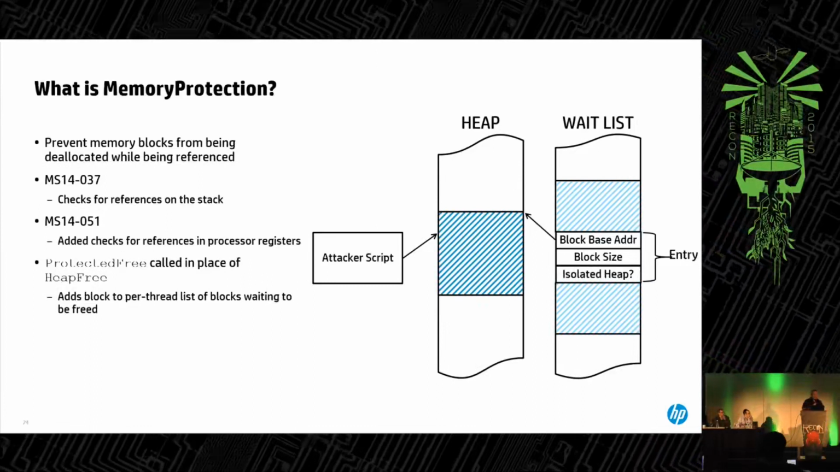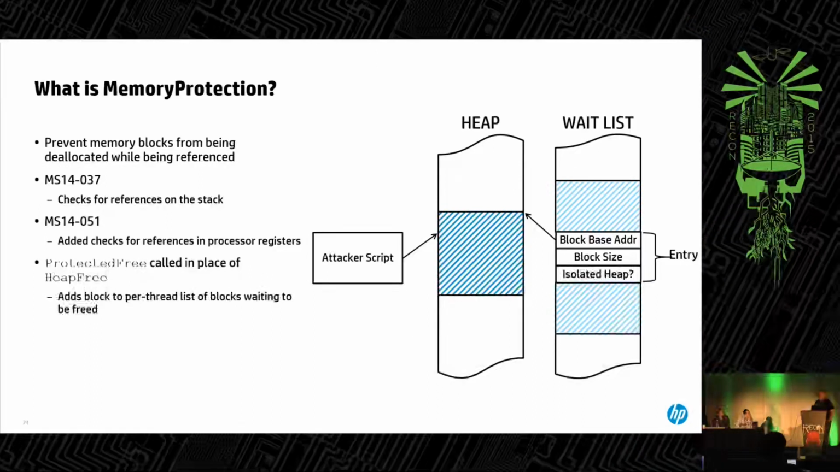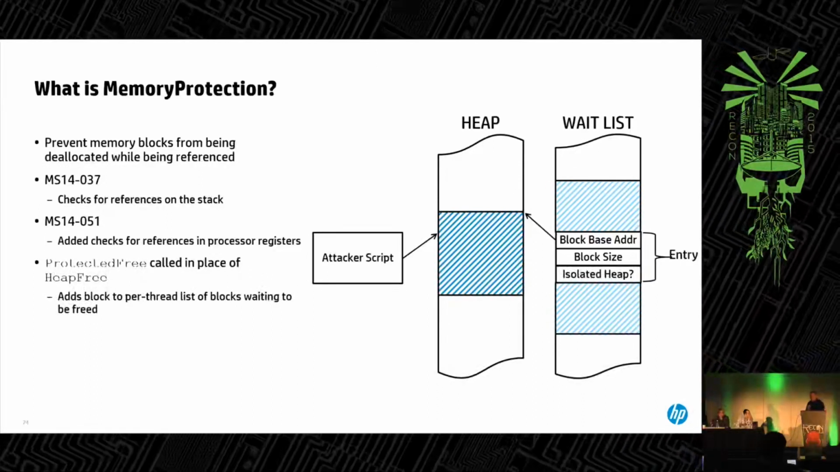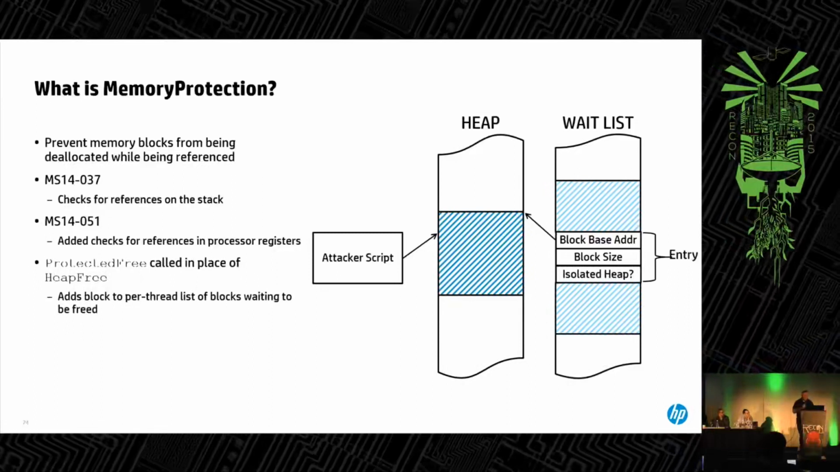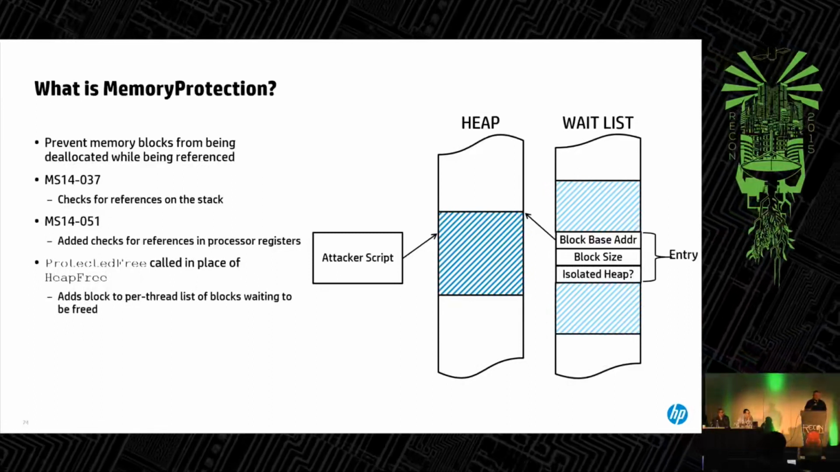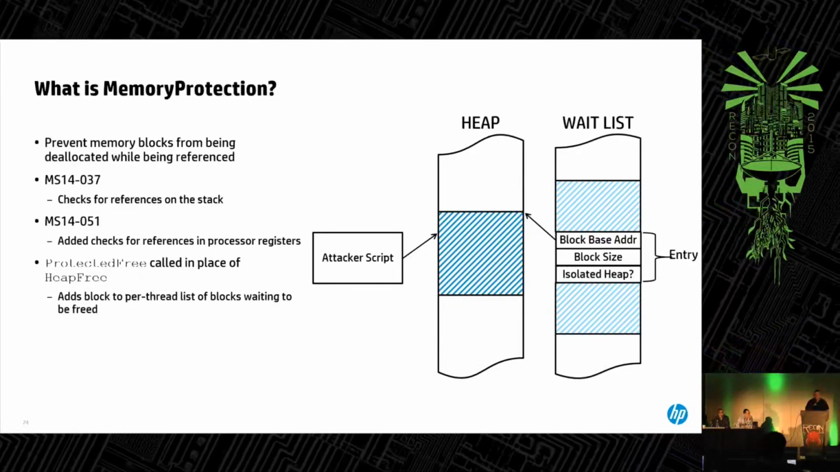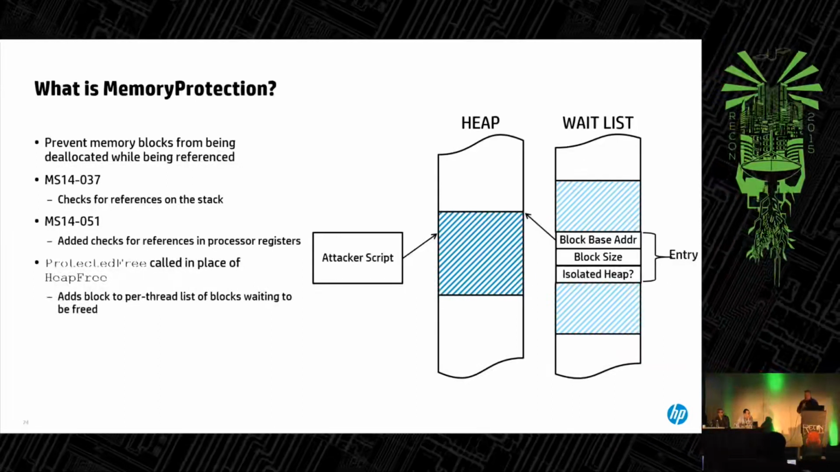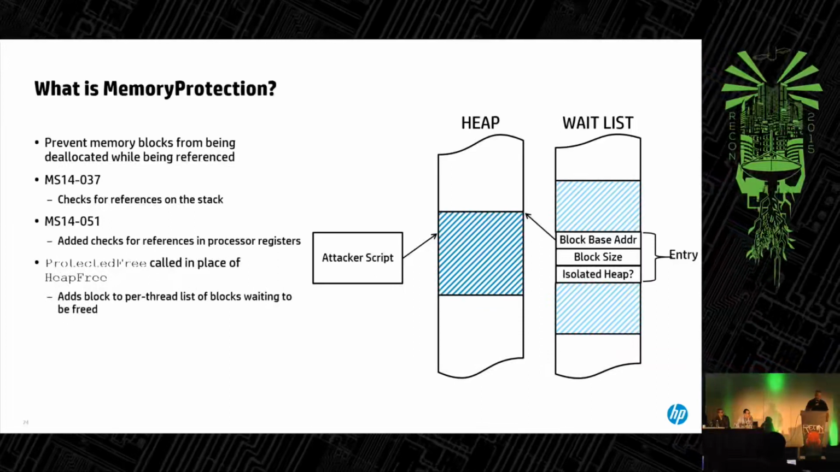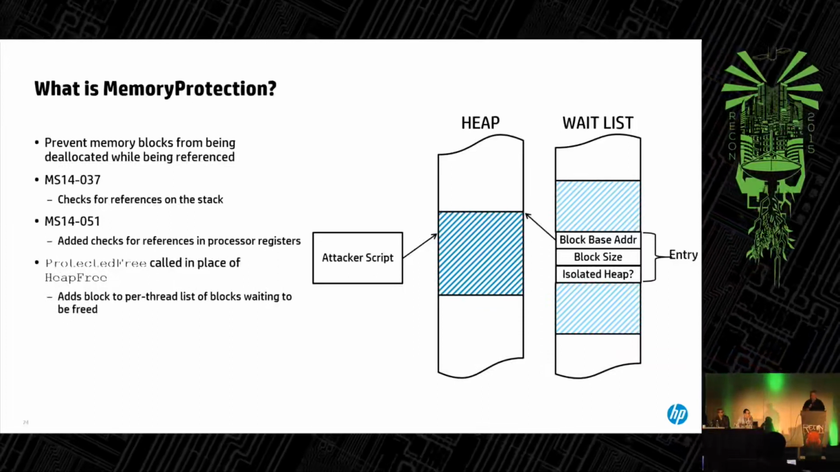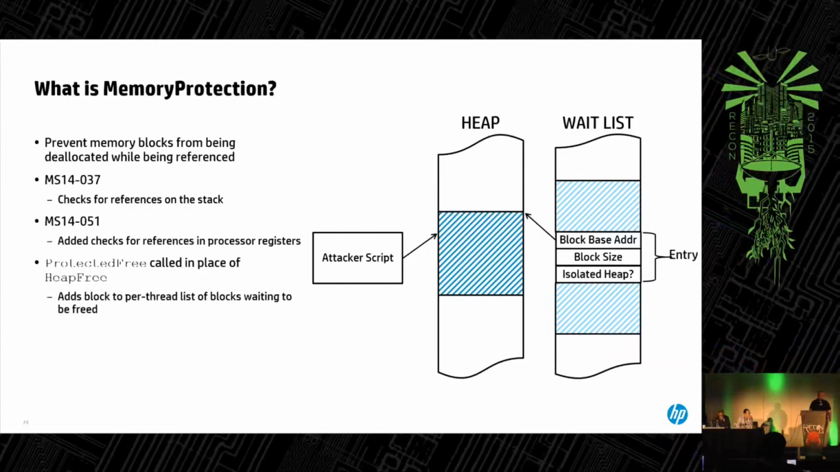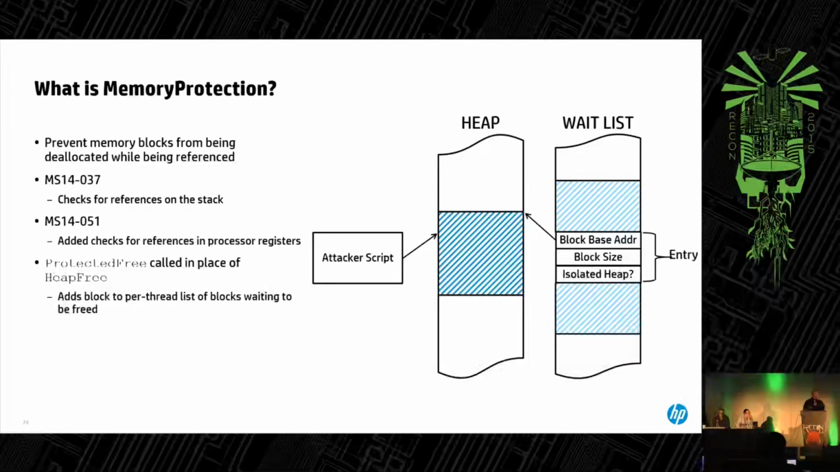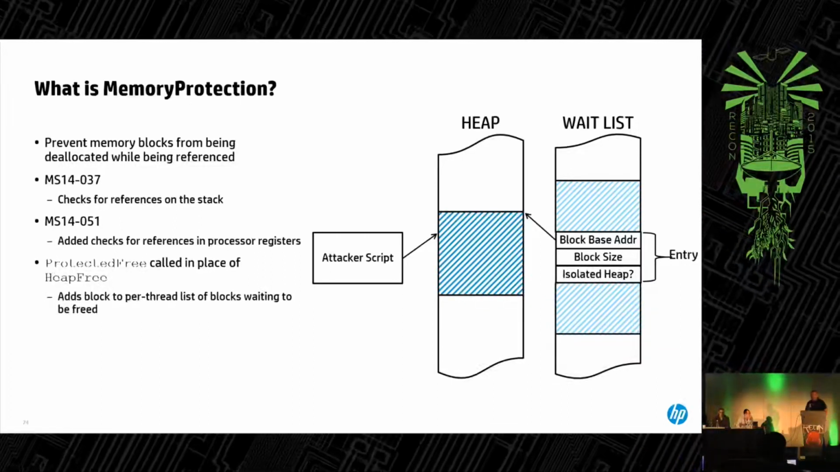Well, memory protection is a delayed freeing mechanism inside of Internet Explorer, and its purpose is to prevent blocks from being deallocated when they're referenced either on the stack or in processor registers. It keeps these blocks in a zeroed out state so that they're unusable, and adds them to a wait list. And every so often, a reclamation process will occur. It will go through that wait list of objects and free them at the heap manager level.